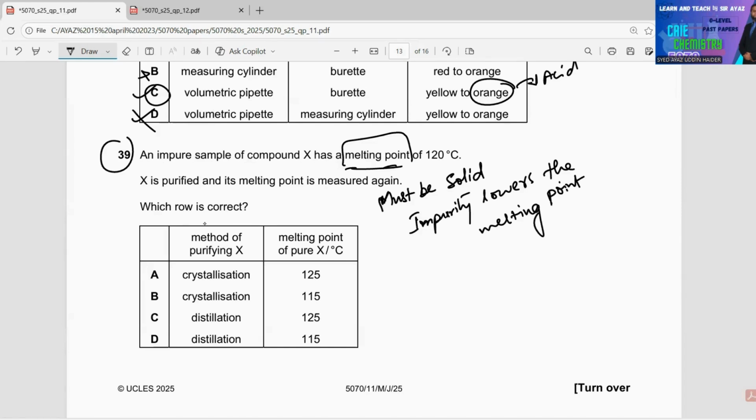So which row is correct? First of all, they are asking the method of purifying X. So if it's a solid, you can't have distillation. C and D are incorrect. Either A is correct or B is correct. What about the melting point? It must be higher than this 120 degrees centigrade. So A must be the right answer in this case.